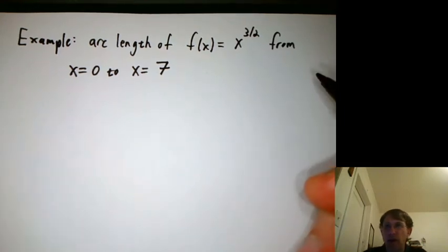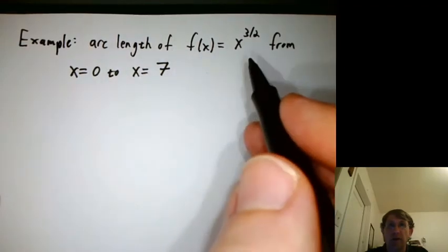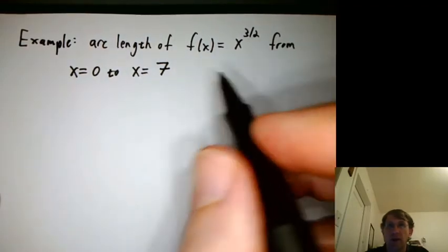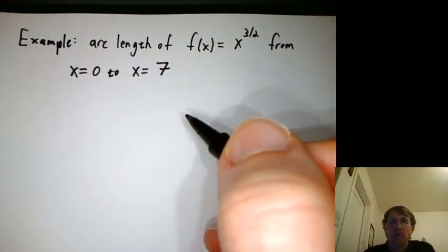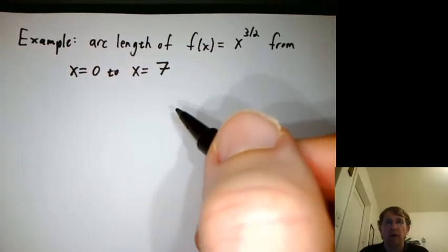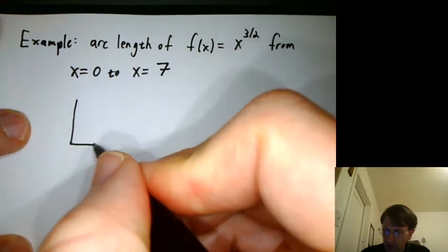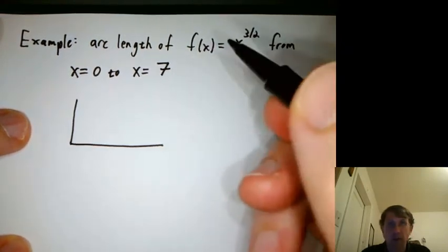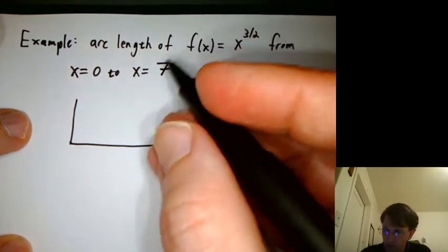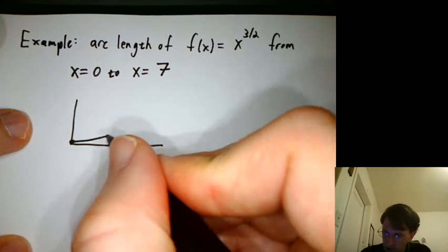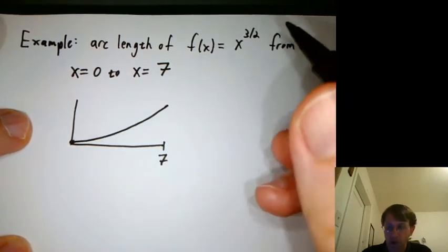Let's do a moderately quick example of arc length, not as bad as it could be. How about the arc length of this function, x to the 3 halves, from x equals 0 to x equals 7? Good idea to graph it first. What do you think it'll look like when we graph it? Well, it's a power over 1, so it's probably going to look kind of curved up like a parabola. Not quite as much as a parabola, because this is x to the 1.5 instead of x to the 2. So we'll just draw it kind of like that. Goes out here to 7 we're stopping at.